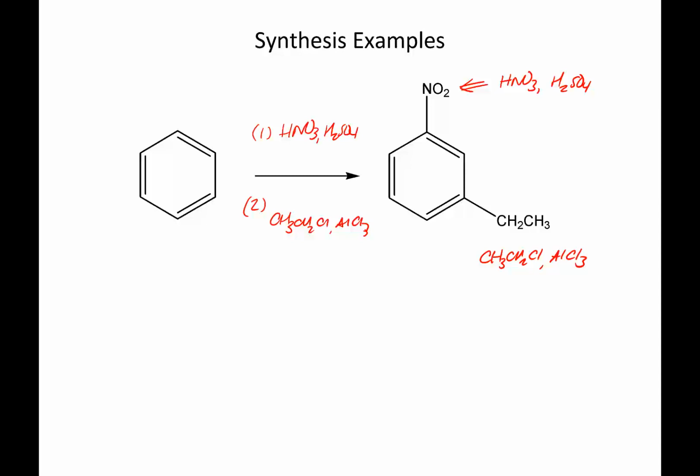So order does matter. If I added the ethyl group first, I would not get that product. I would get ortho and para, which is not what I asked you to make. Okay, so that's another issue that we've got to deal with. So you have to begin to think about the substitution patterns and which group would I add first. So in order to answer this problem, I needed to know those three things: how to add the two groups, and then which group to add first.